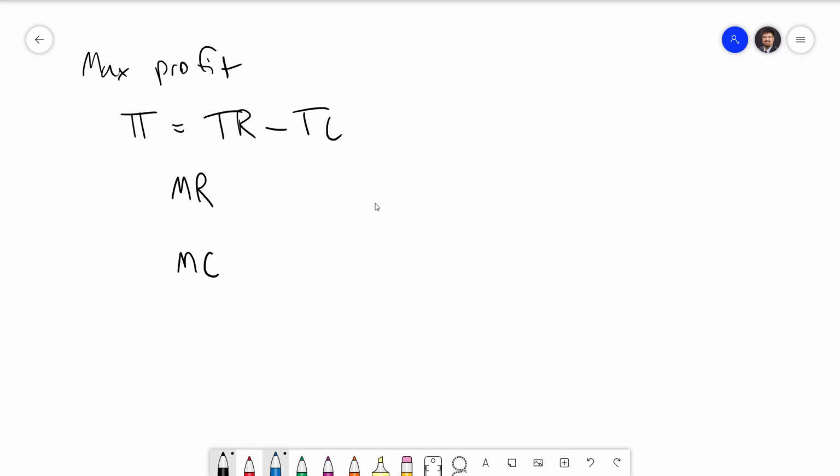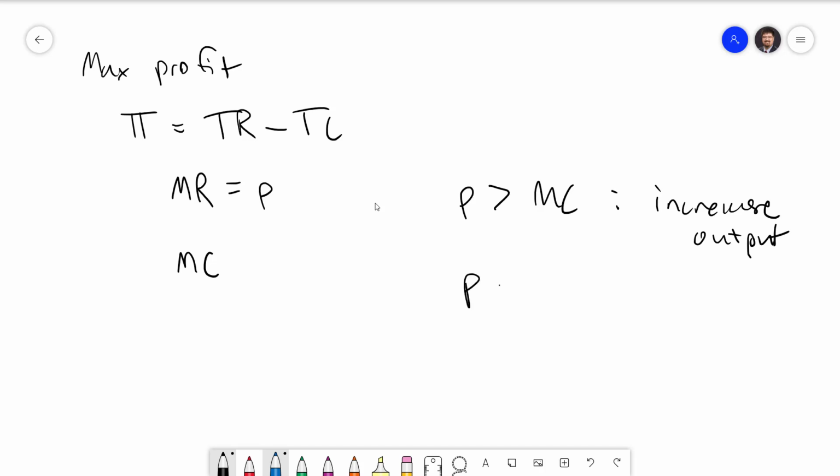to not do that. In perfect competition, remember that a firm can sell as much output as it wants at the market price P. So in perfect competition, marginal revenue equals the market price. So this tells us if price is greater than marginal cost, then we want to increase output. If price is less than marginal cost, then we should decrease output. Let's look at an example of how this might work.